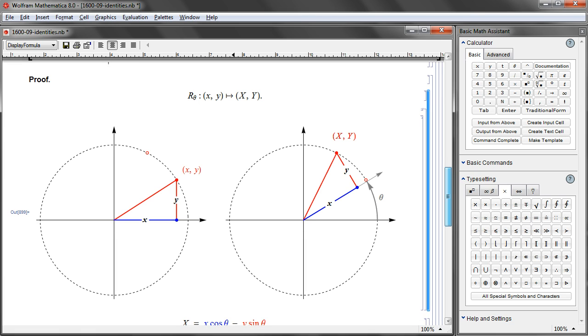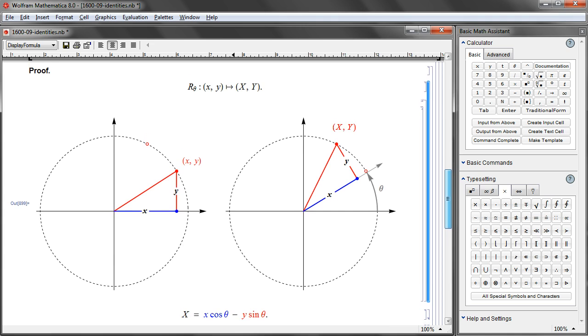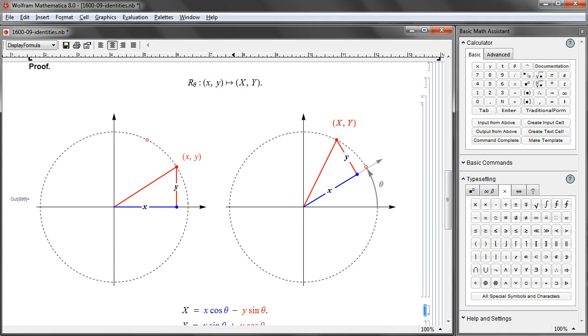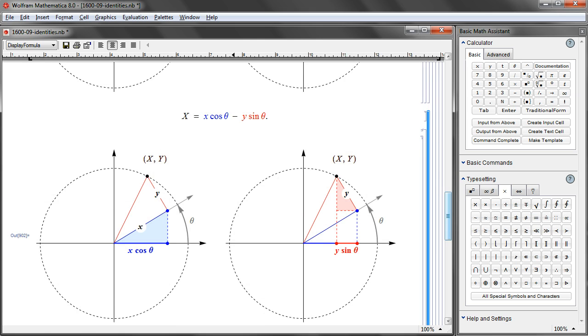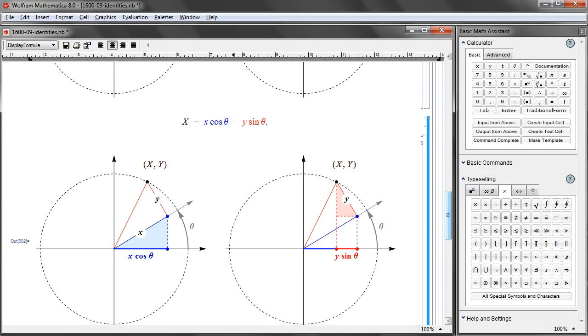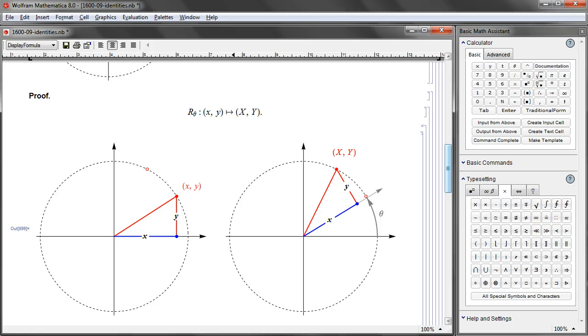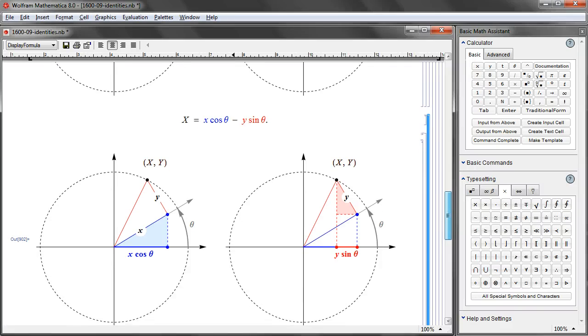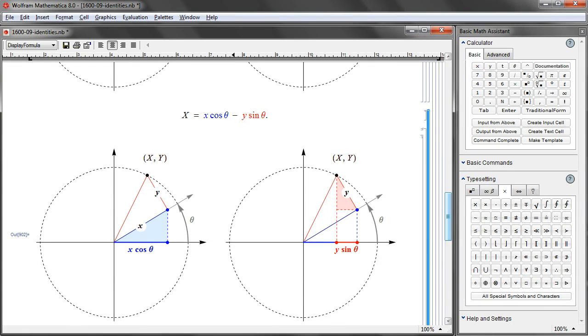Okay. Now, how do we find capital X and capital Y? Let's find capital X first. Here's a visualization. We draw a vertical line from that blue intermediate point of this second picture, and create this blue right triangle. Please note that x is the hypotenuse. So the horizontal of this blue triangle is x cosine of theta. That's the x coordinate of this blue point.